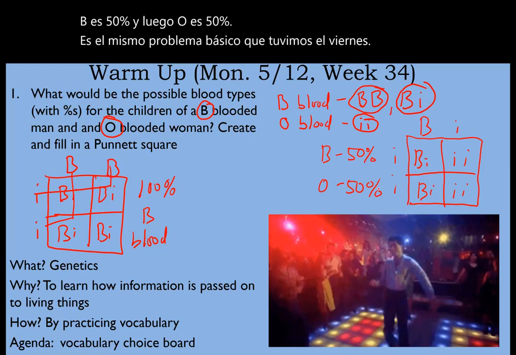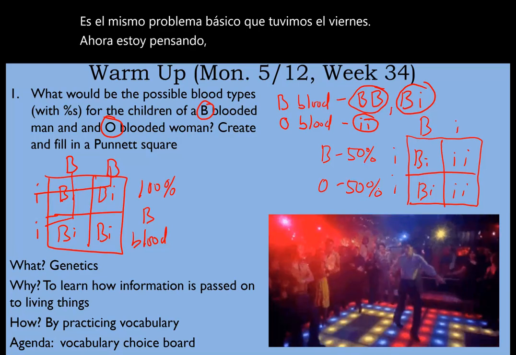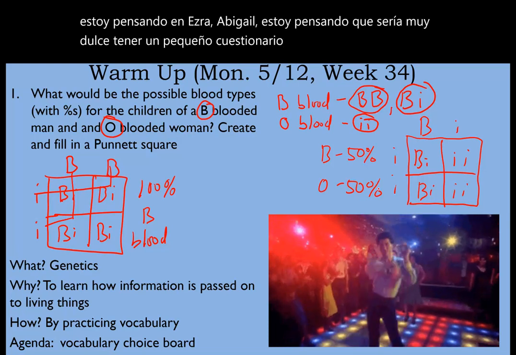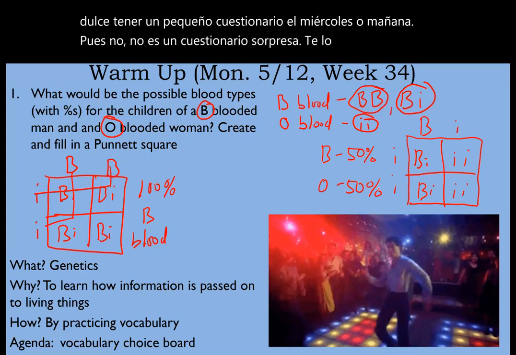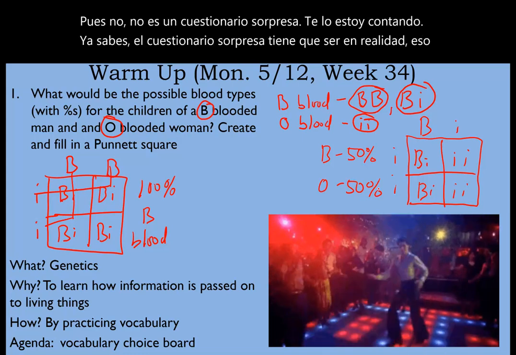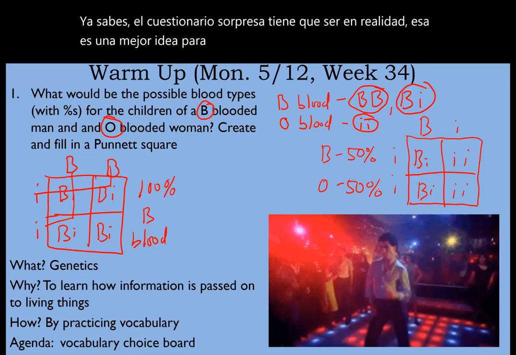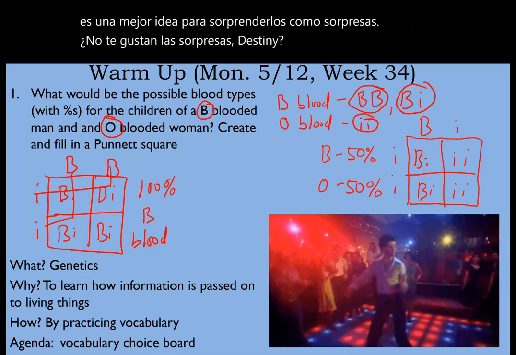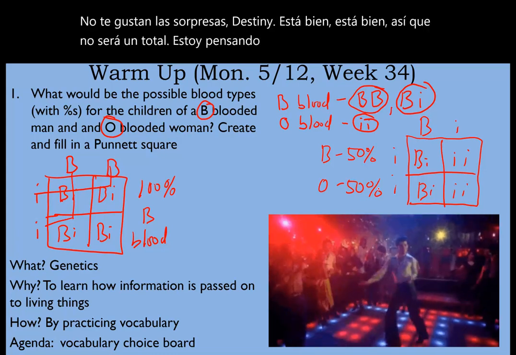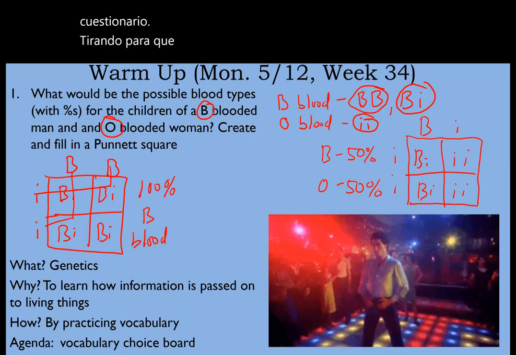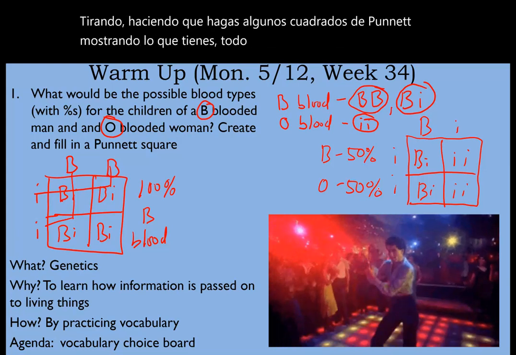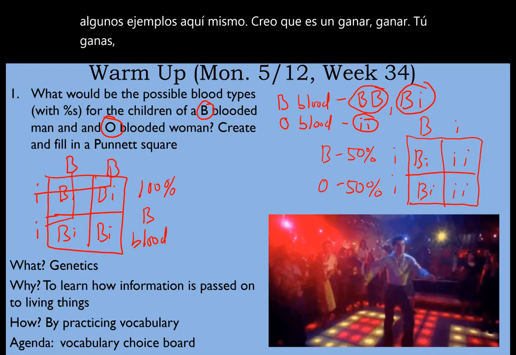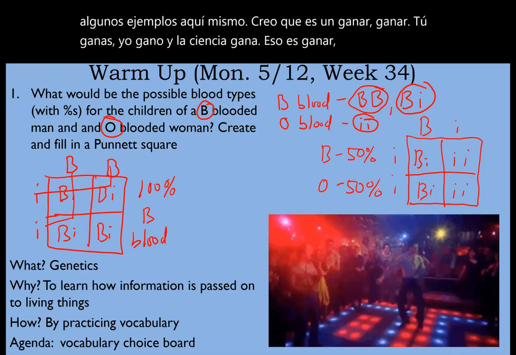Now, you know what I'm thinking, Ezra? Abigail? I'm thinking it would be pretty sweet to have a little quiz on Wednesday, or tomorrow. Well, no, it's not a pop quiz. I'm telling you about it. Actually, that's a better idea, to surprise you. You guys like surprises? You don't like surprises, Destiny? Okay. I'm thinking a little quiz, having you do some Punnett squares, showing what you learned. You got some examples right here. I'm thinking that's a win-win. You win, I win, and science wins. That's a win-win-win.